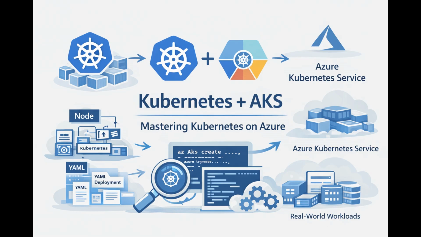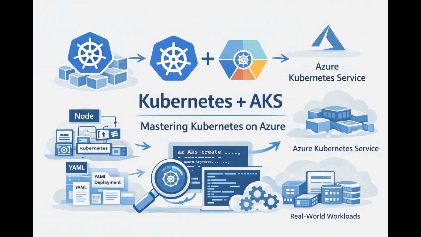Demo AKS specifics: managed control plane and node pools. Azure Kubernetes Service is a managed Kubernetes offering, which means Microsoft runs the control plane for you. The control plane is the brain of Kubernetes: the API server, scheduler, controller manager, and etcd database. In a self-hosted Kubernetes cluster, you'd run and maintain these components yourself. With AKS, they're fully managed, highly available, and you don't pay for them.